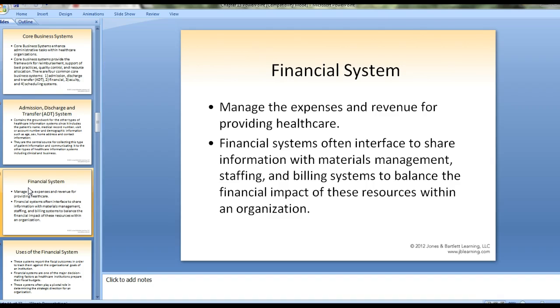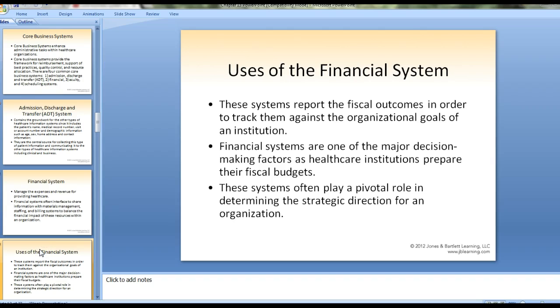Okay, your unit had 90 bags of saline. We were charged for 46. That means you're missing 54. And so materials management will know we're 54 bags of normal saline short. We need to order more, and this is coming from this budget. And so these systems report fiscal outcomes in order to track them against your organizational goals.